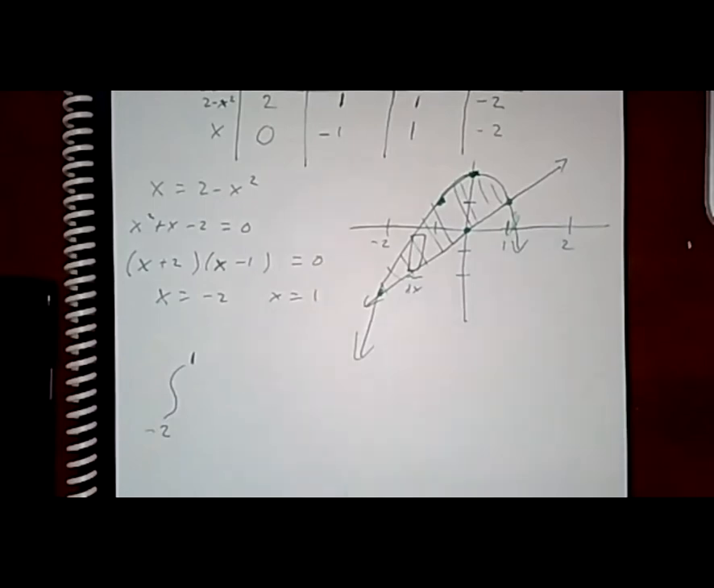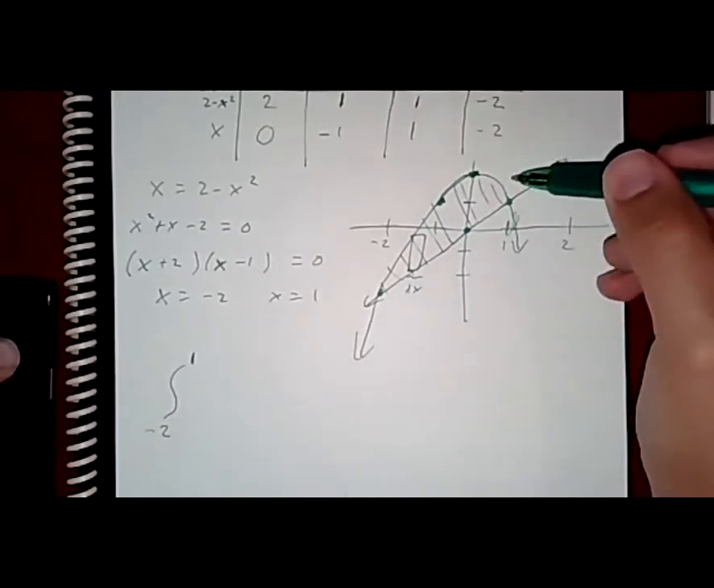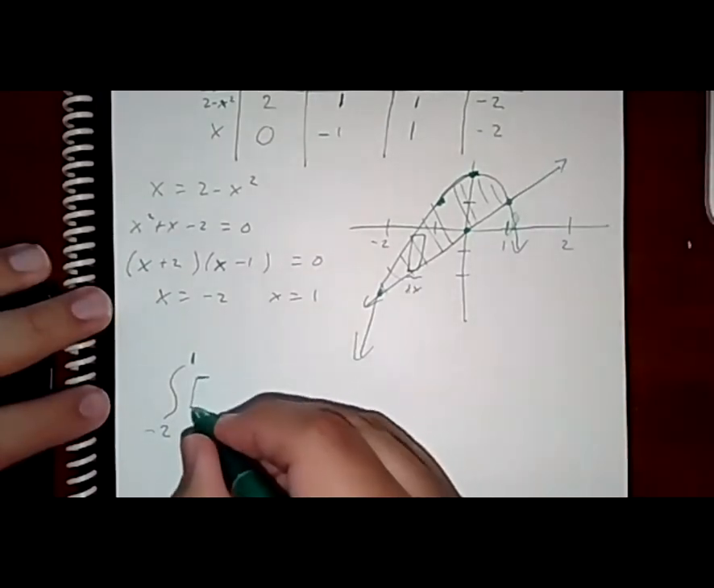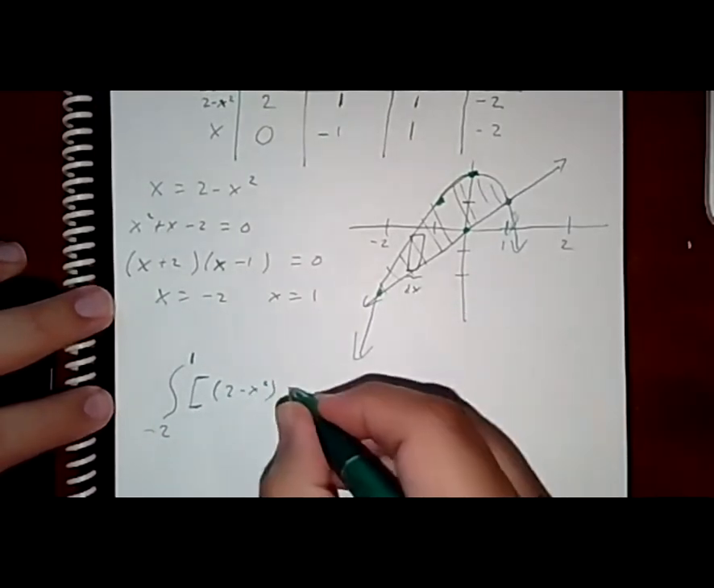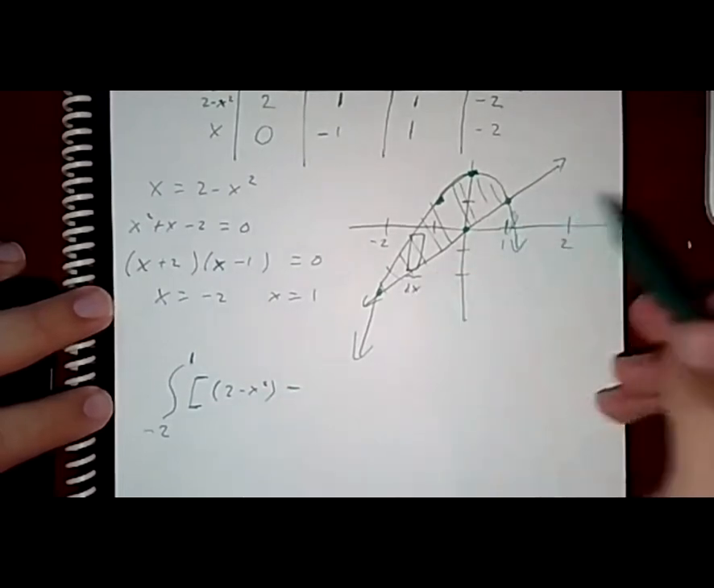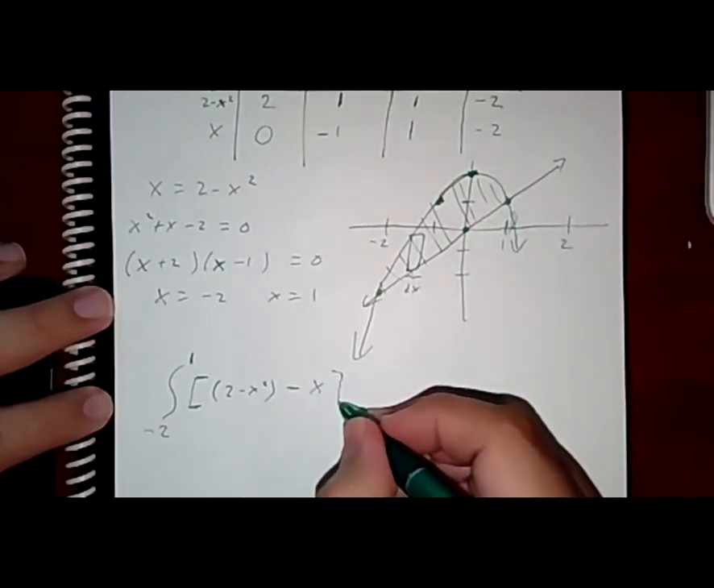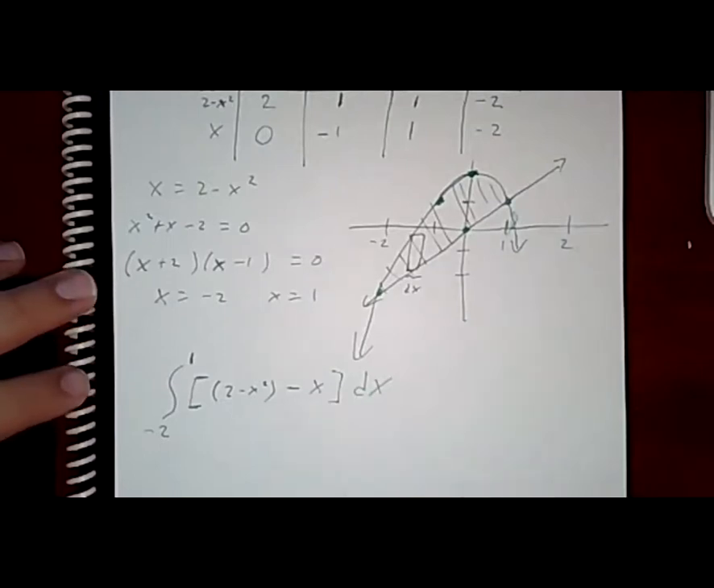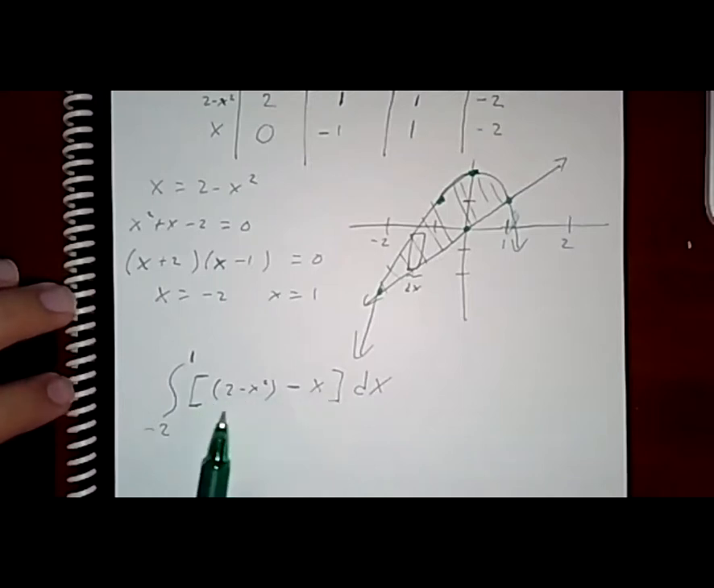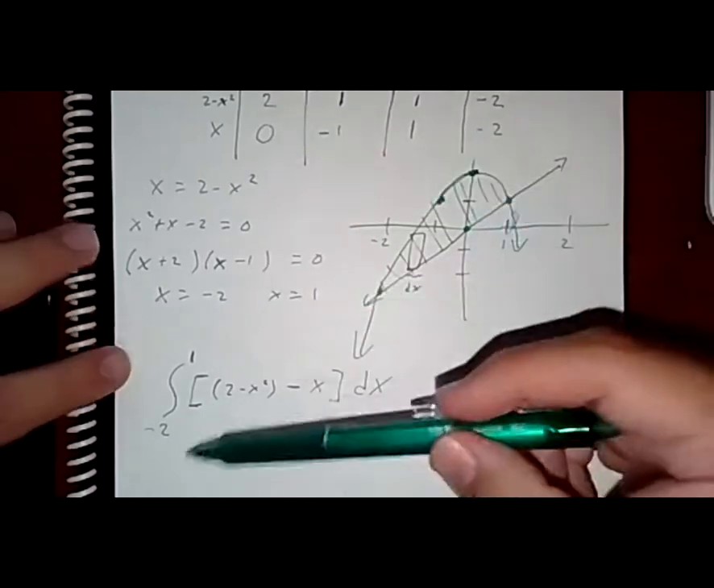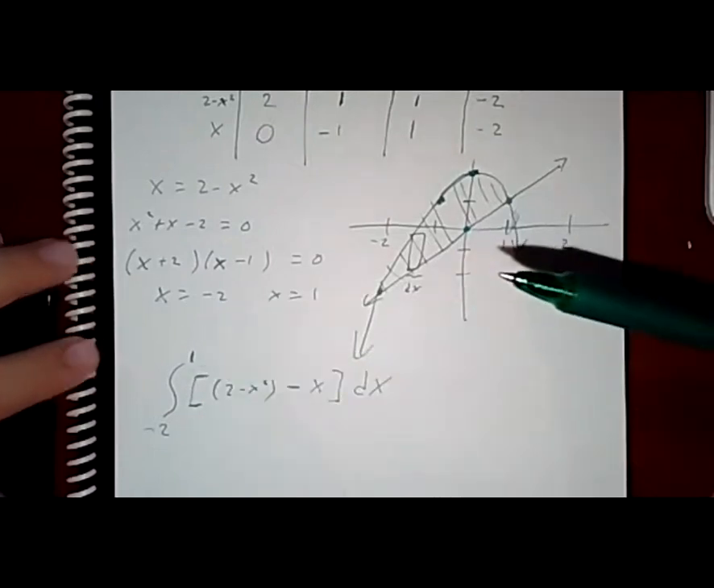So now what is on the top of the region? 2 minus x squared is on top, minus the bottom. Does that make sense? Yes. So you need to be able to graph it, otherwise you can't see what's on top. And then you have to just solve for intersecting points, otherwise you won't know what the bounds are.